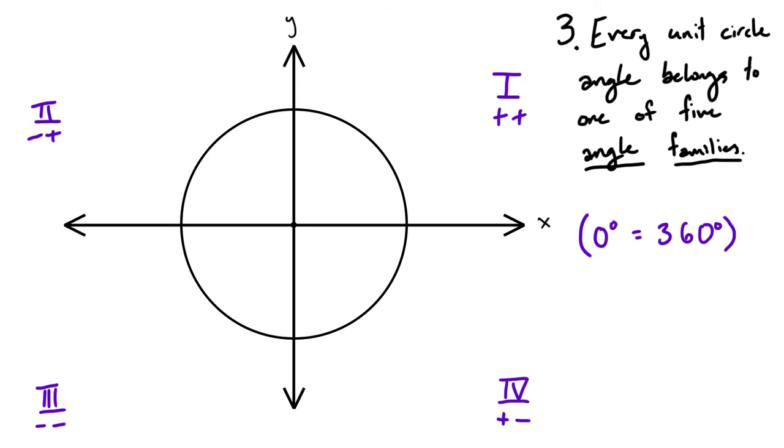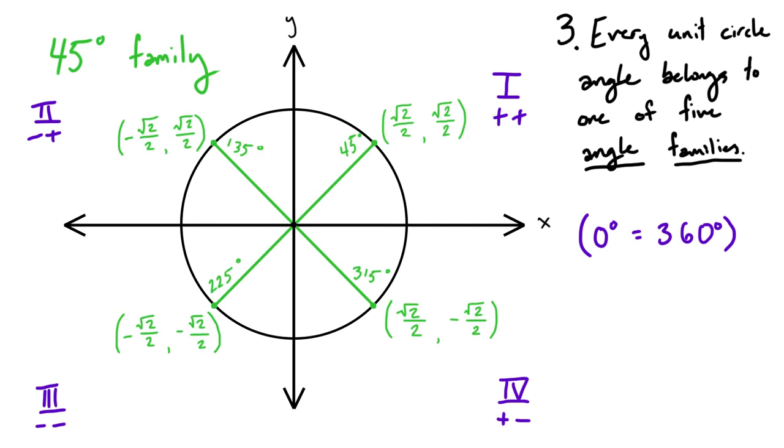So, next up is the 45 degree family. These are the 4 angles that are 45 degrees above or below the x-axis. We see that they have this root 2 over 2, root 2 over 2 pattern in their cosines and sines, and positives and negatives assigned according to which quadrant they are in.